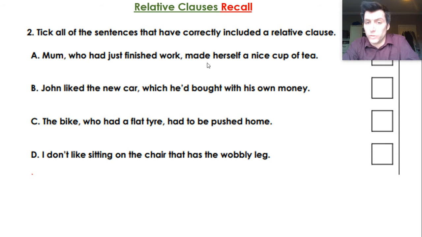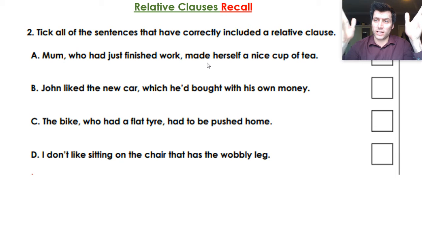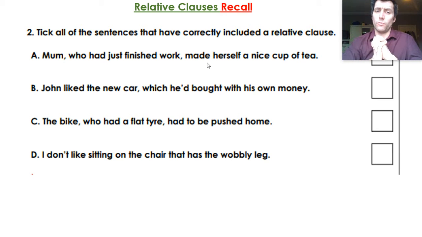John liked the new car, which he'd bought with his own money. Okay, it's not an embedded relative clause. It's a separate clause in the sense that there's a main clause and then a subordinate clause. But there, John liked the new car does make sense on its own, so I'm happy with that. Which he'd bought with his own money doesn't make sense on its own, but does start with a relative pronoun of which. The bike, who had a flat tire, had to be pushed home. The bike had to be pushed home makes sense. So the main clause that's got an embedded element within it makes sense on its own. Who had a flat tire? Who? Is that the correct relative pronoun?